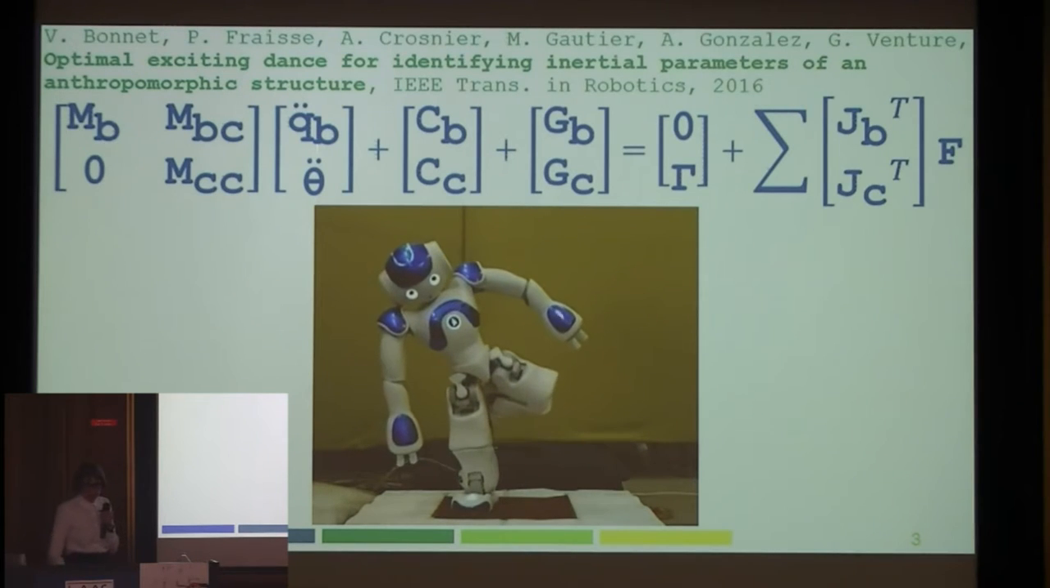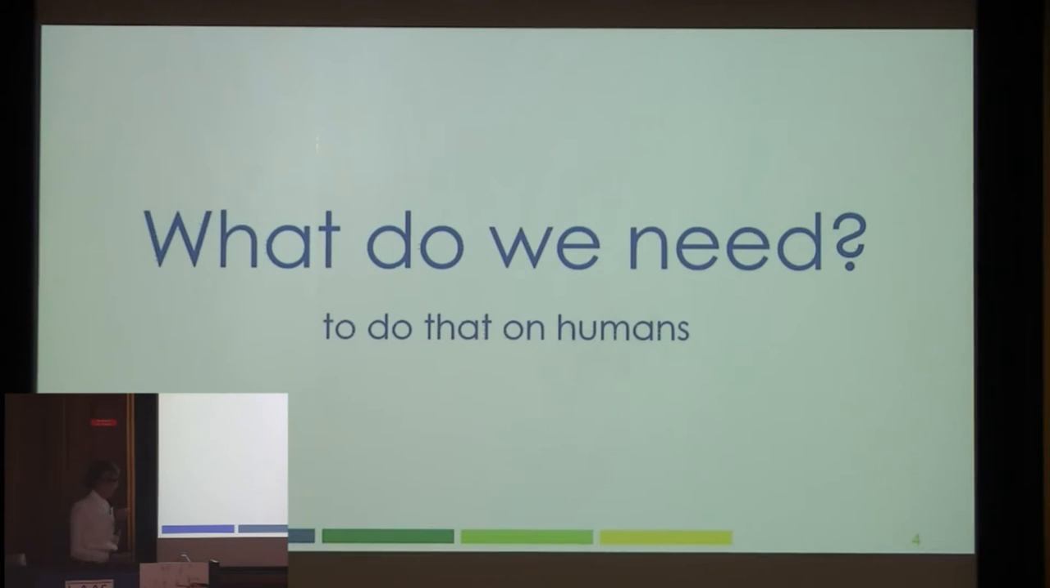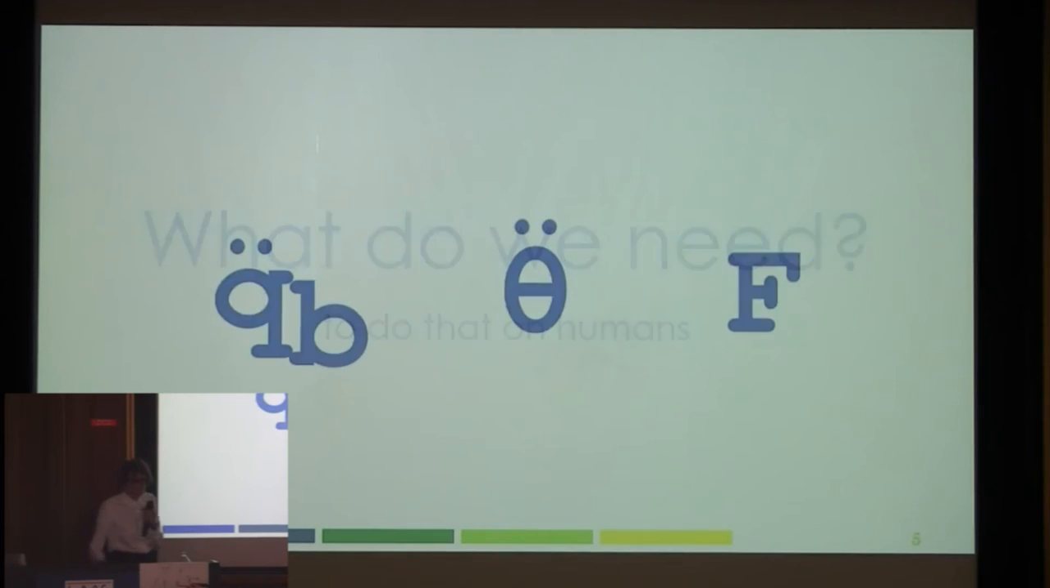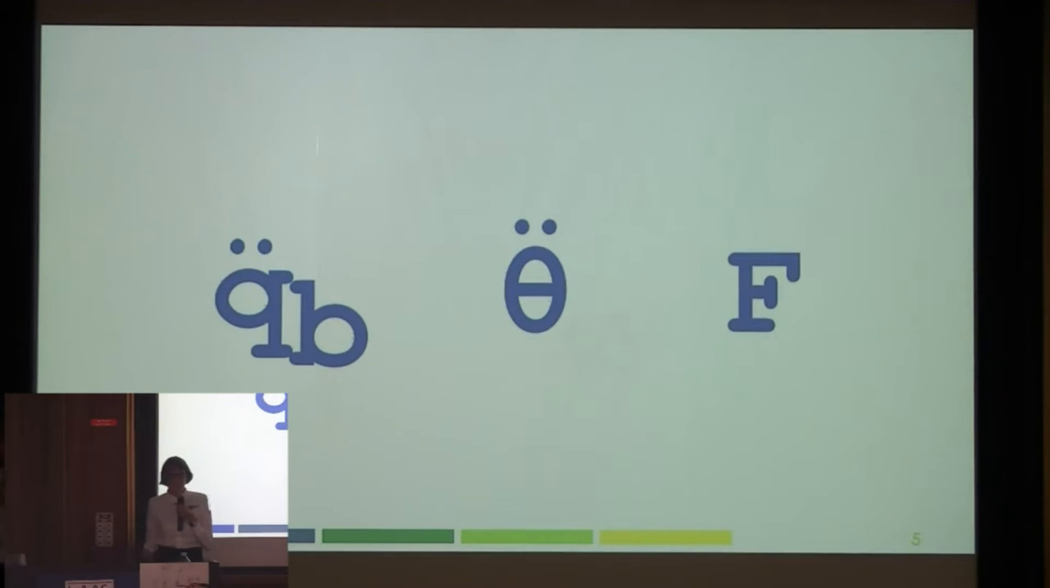So, what do we need to do that on humans? Well, basically, we need similar information. Now we just need the accelerations and, of course, the integrated velocities and position of our base. And then we also need the joint angles, velocities, and accelerations. And we need the contact forces.